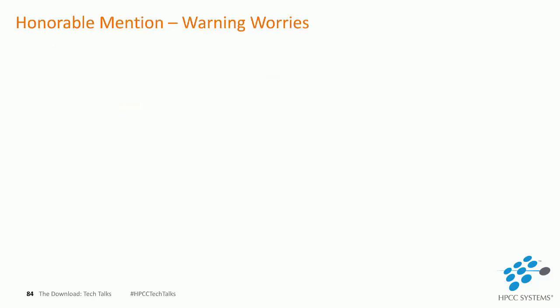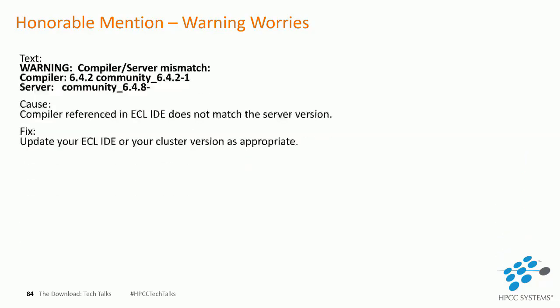There was a couple that I want to call honorable mention because everyone always asks the question about these guys, and they're warnings. This one's kind of popular. Compiler server mismatch, and they get nervous about it. Is this going to cause a problem? Normally, if your cluster is a certain version and you've installed an update to the ECL IDE and you've got a more recent version, sometimes if it's a minor mismatch, it's not going to be, well, almost all the time, if it's a minor mismatch, you're not going to have a big problem.